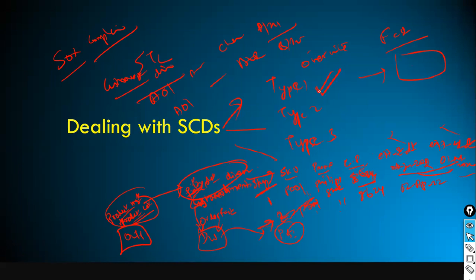In the case of type 1, we overwrite. As part of SCDs, for some tables we did this. What is the table? The customer dimension table. Because in the case of e-commerce, we don't have to maintain the history of the customer. If the customer's address changes, we will simply overwrite the previous address with the latest one. That is called type 1.